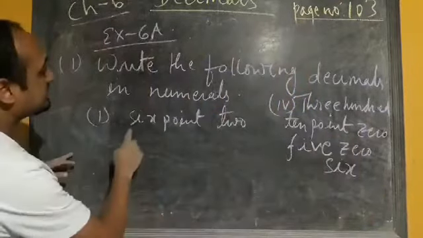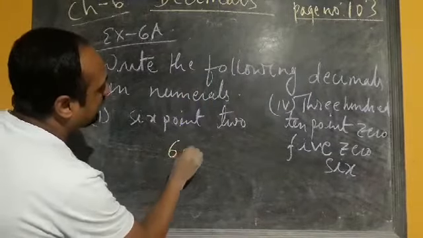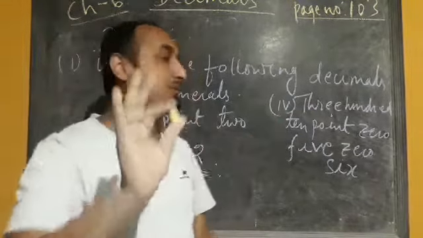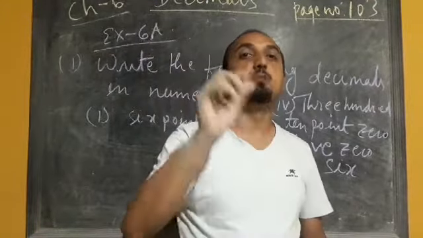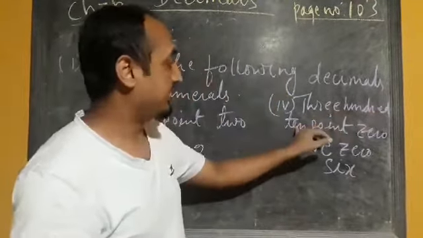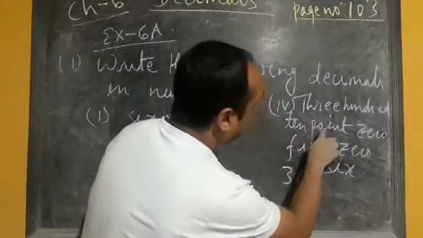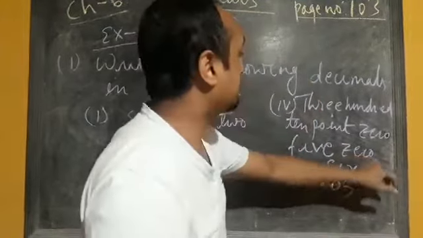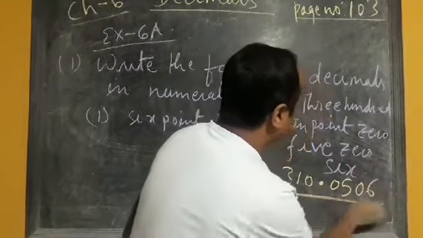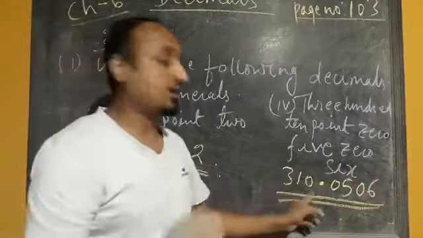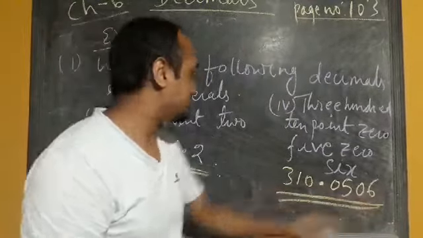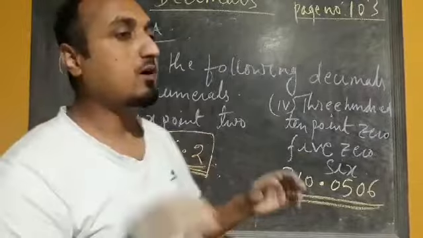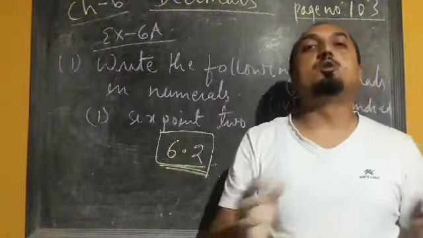So the first one we have 6.2, meaning 6.2. It is very easy. Now for the second one, there are four or five questions. Out of those, two I am solving and the remaining will be your homework. So here 310, then here it is mentioned point 0.05, 06. So this will be the value in numerals: 310.0506. Here we have 6.2, meaning 6.2. We have written these in numeral form. The remaining questions we will do in the next class.